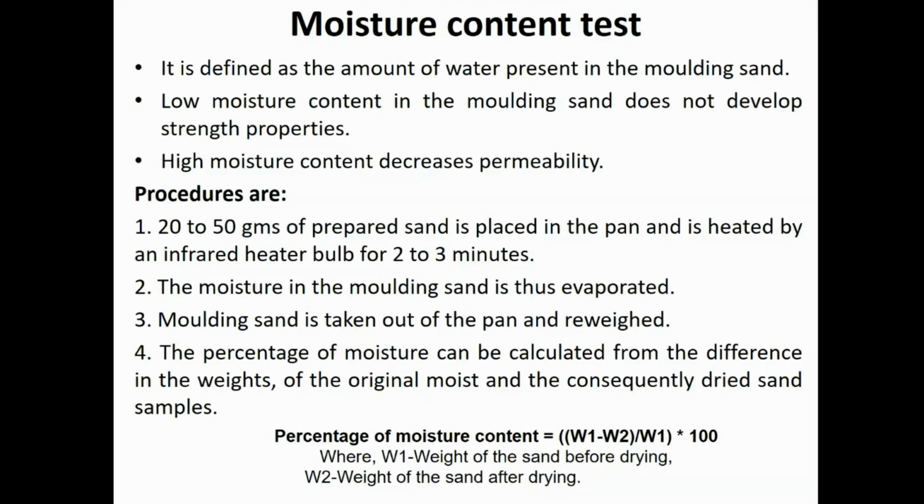And this molding sand is taken out of the pan and reweighed. So first you take some quantity of the prepared sand and measure the weight. Then after this evaporation and baking of the molding sand, you again reweigh the sand contents. And the percentage of the moisture can be calculated from the difference in the weight of the original moist and dried sand sample.